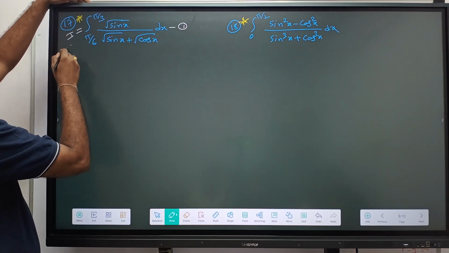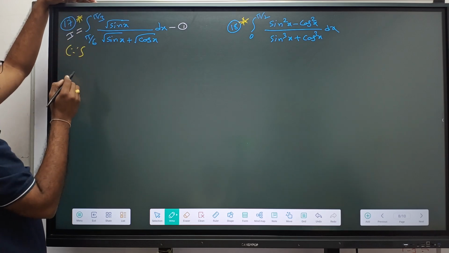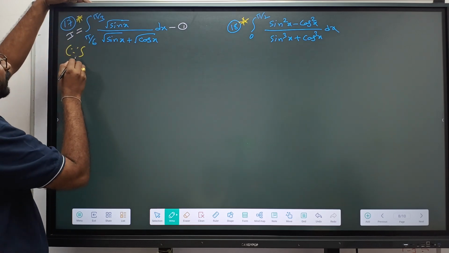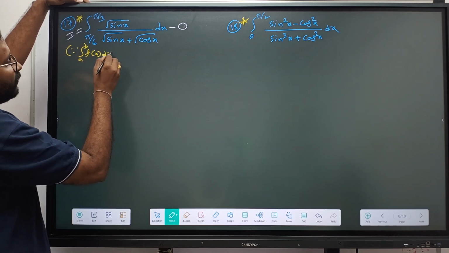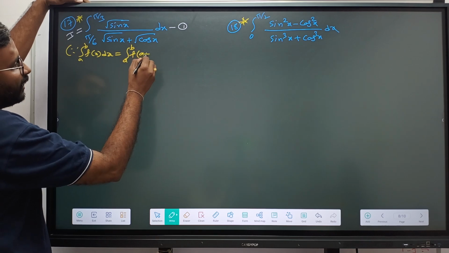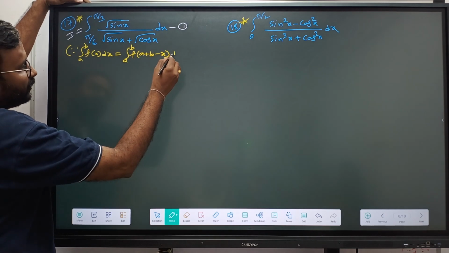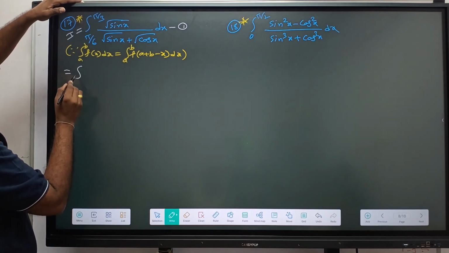But here the property is different. What is the property? Here we have both a lower limit and an upper limit. The integral from a to b of f of x dx equals the integral from a to b of f of a plus b minus x dx. This is the property.